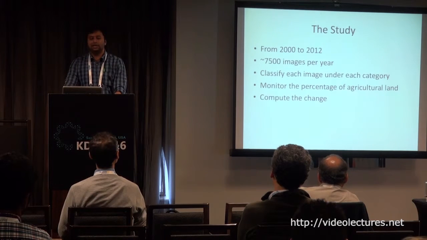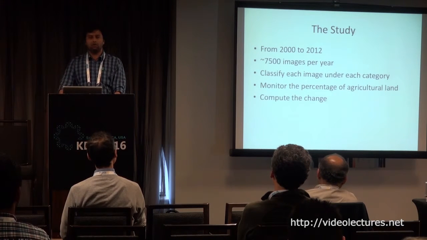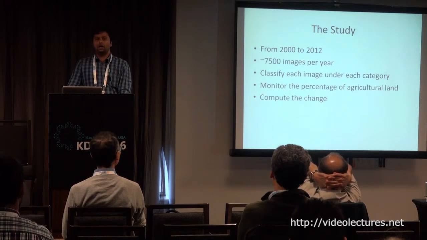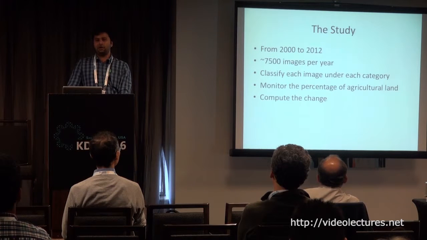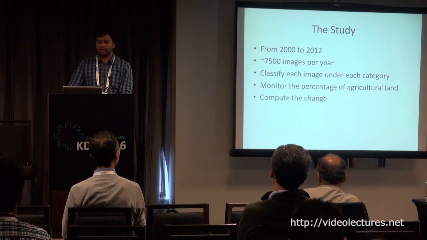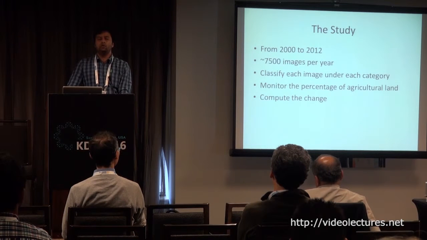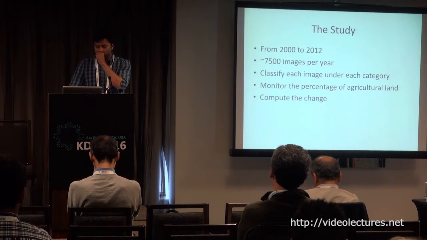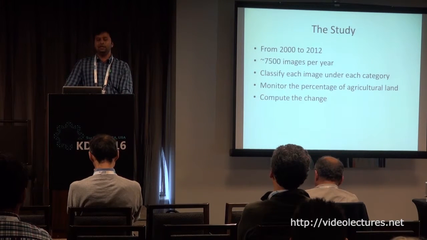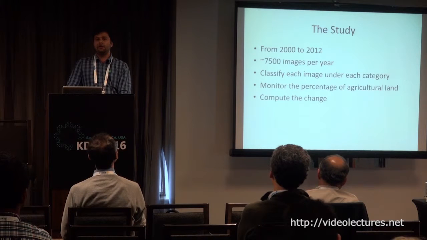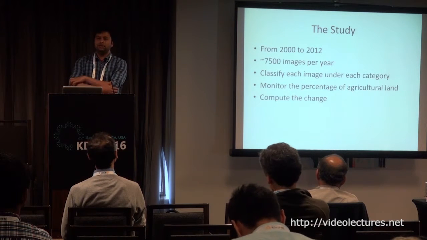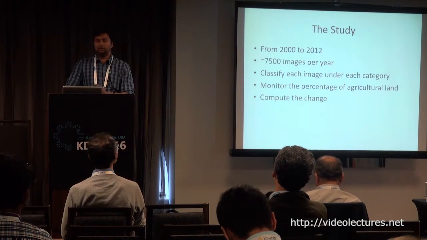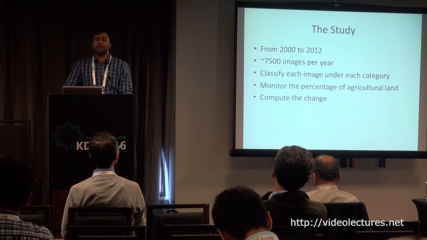So for this study, we collected images starting from the year 2000 till 2012 at every 2 years. For every year, we had around 7,500 images across the southern part of the state. Each such image was broken into, on average, 500 different superpixels. We classified each of these superpixels, identified and aggregated the superpixels which belong to the category agricultural, and calculated the yearly percentage share of agricultural land in the state.